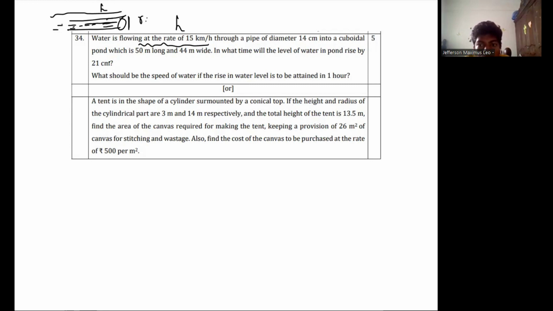Into a cuboidal pond. This is length, this is breadth, and what time will the level rise? So this is the question mark. The pond rises by 21. This is the height of the cuboid. This is the height of the cylinder. So one more question: what should be the speed of water if the rise in water level is to be attained in 1 hour? So, do you have an idea how to do the first part?